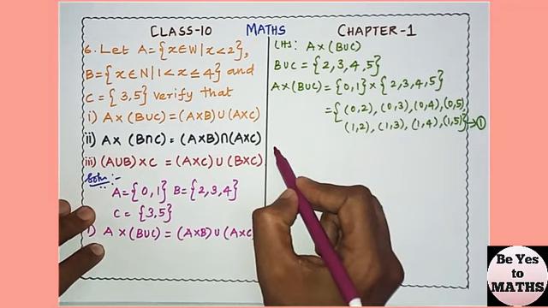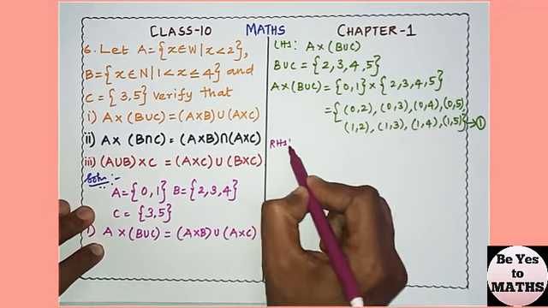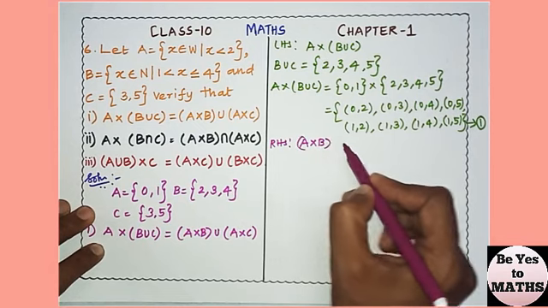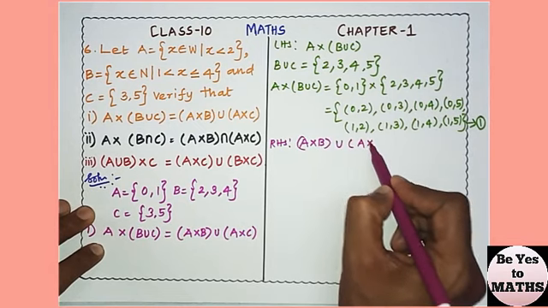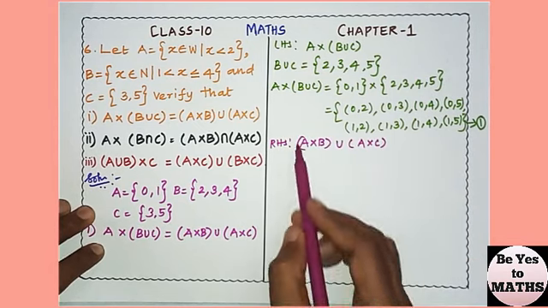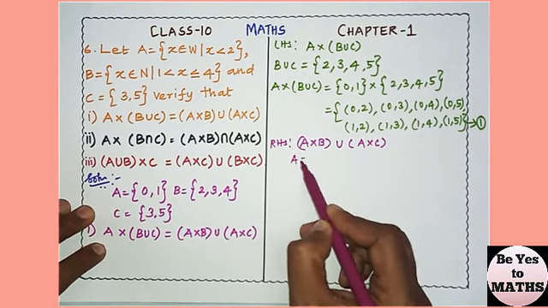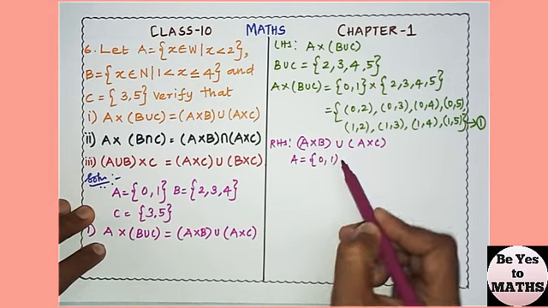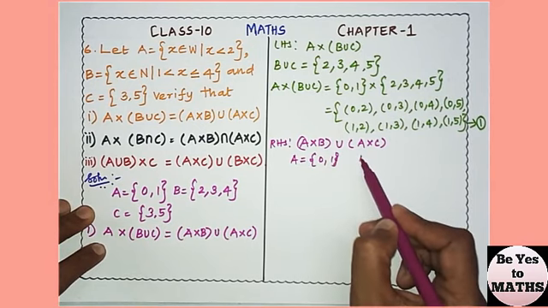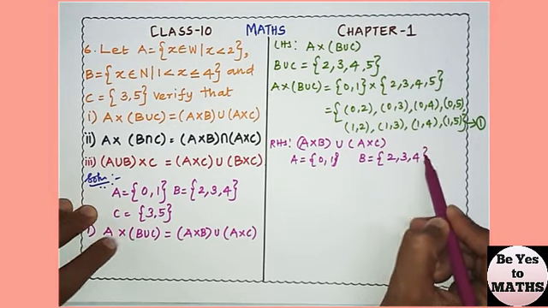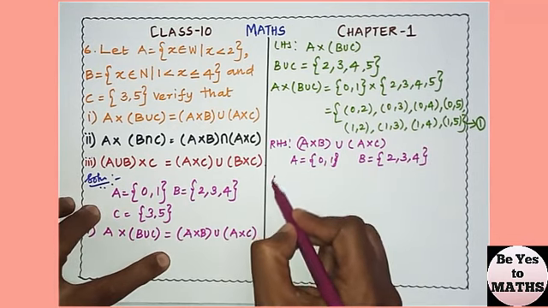Right side we have (A × B) ∪ (A × C). Okay. So first we'll write the A set {0, 1}. So B set is {2, 3, 4}. So A × B.